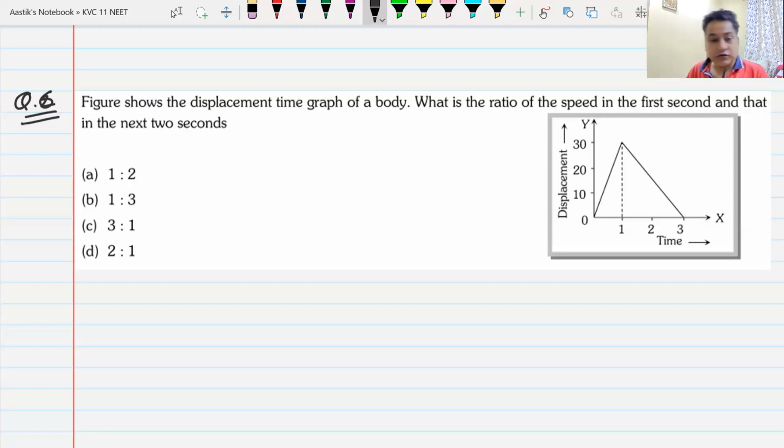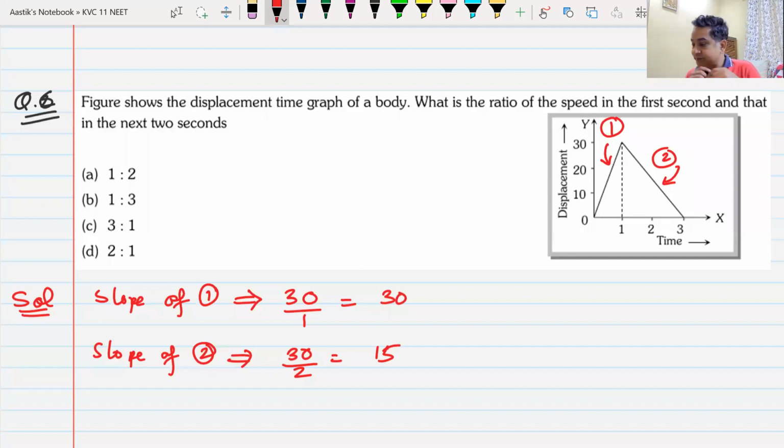I can find the ratio. That is 2:1. Do we understand this? Okay, we now move on to the next question, and this is the next one.